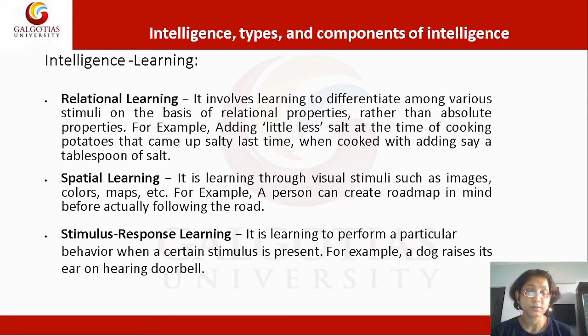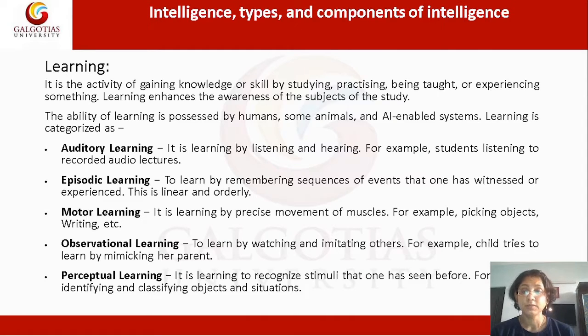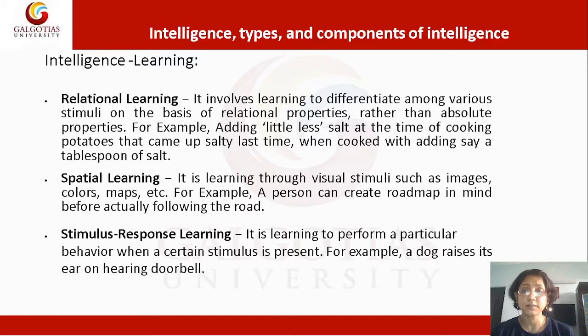They are tablespoons. Spatial learning is learning through visual stimuli such as images, colors, maps. For example, a person can create a roadmap in the mind before actually following the road. Stimulus response learning is learning to perform a particular behavior when a certain stimulus is present. For example, a dog raises its ear on hearing a door. So these are the different kinds of learning. We have discussed five types of learning plus another three.